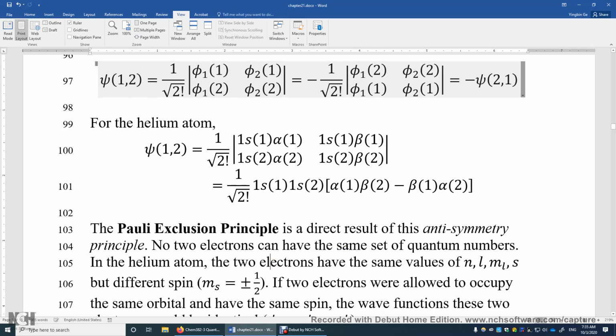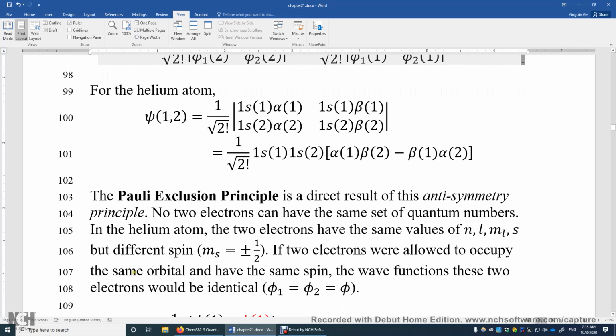The Pauli exclusion principle is a direct result of this antisymmetric principle. No two electrons can have the same set of quantum numbers. So in the helium atom, the two electrons have the same values of n, l, m sub l. So n is 1, l is 0, m sub l is 0, and they have the same s. S is positive 1/2.